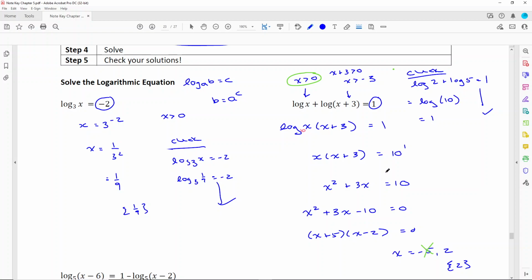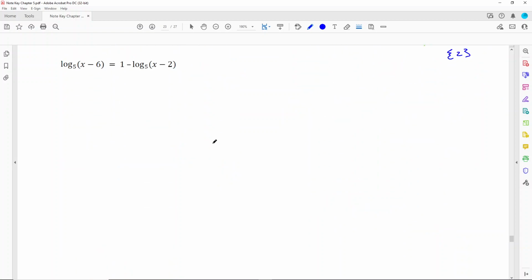All right, last one. Last one, I want to make this a log equal to a number. What's wrong with this one to start? I have the log base 5 of x minus 6 equal to 1 minus the log base 5 of x minus 2. I don't have the logs on one side. So the first thing I'm going to do is add log base 5 of x minus 2 to the left. So I'm going to have log base 5 of x minus 6 plus log base 5 of x minus 2 equals 1. Now I'm going to combine these logarithms. So since they're adding, they're going to multiply again. Log base 5 of x minus 6 times x minus 2 equals 1.